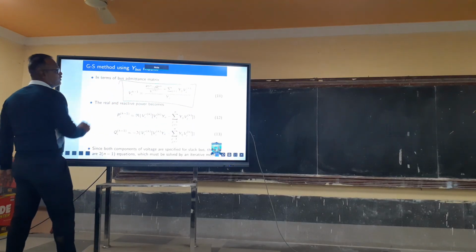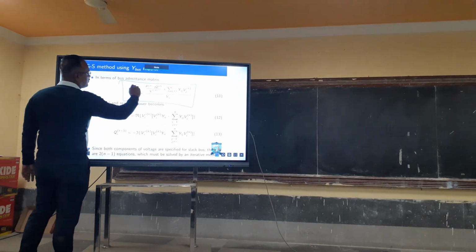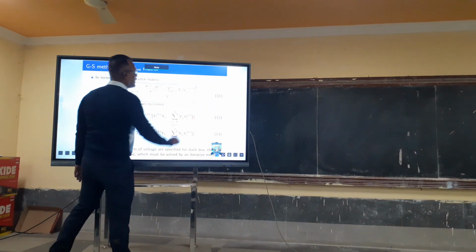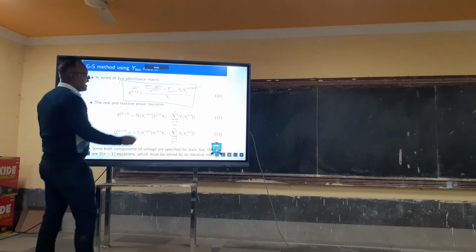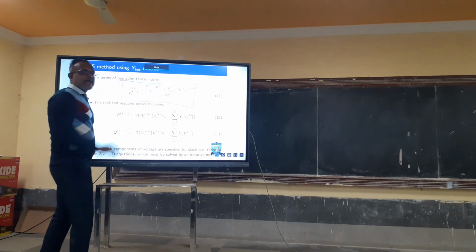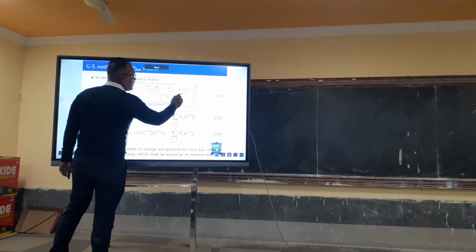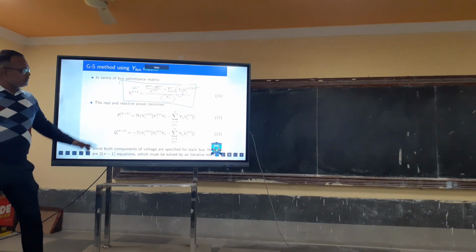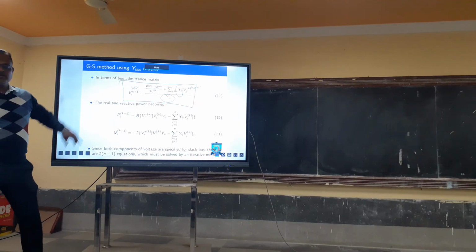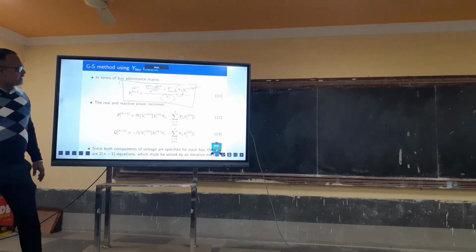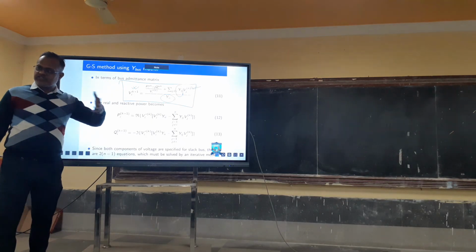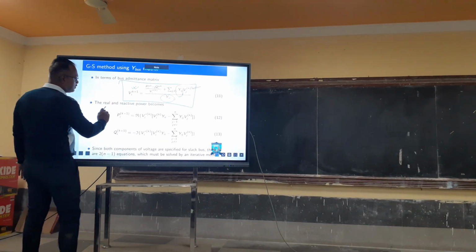Okay. So as you see here, the voltage in the k plus 1th iteration is dependent on the kth iteration. And it uses both the diagonal elements as well as the off-diagonal elements of the matrix. After computing the voltages, after all the iterations are complete, we can compute the powers.